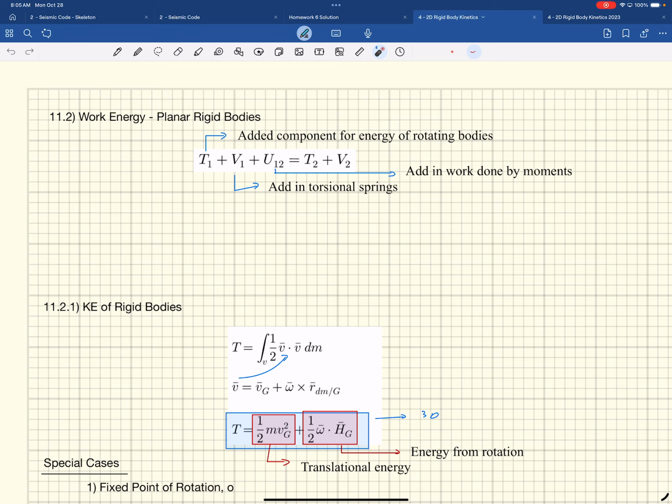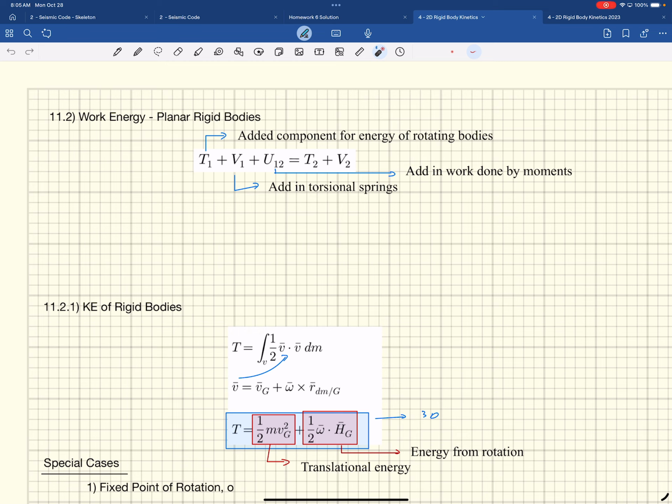And then we added in a torsional spring. We still have linear springs, which is 1/2 k s squared, and then a torsional spring is 1/2 k theta squared, right? And so we just added in that extra component. That's it, right? Same process we use to solve these things: free body diagram, just to identify the forces, write energy equation, simplify and expand, kinematics as required, and then solve.